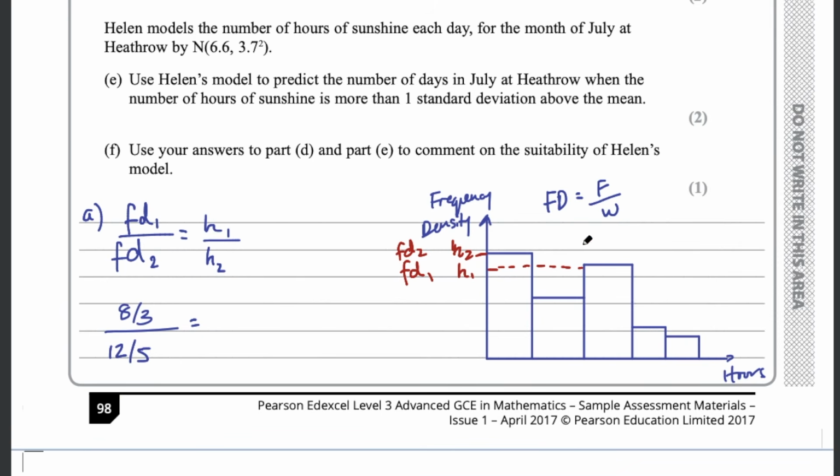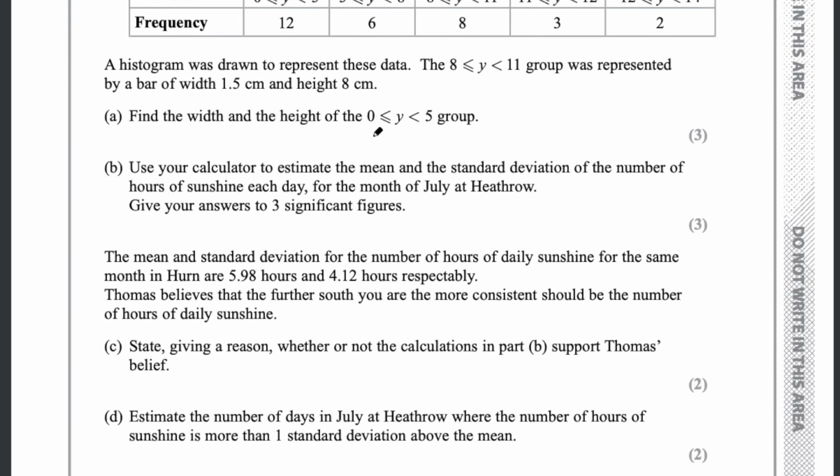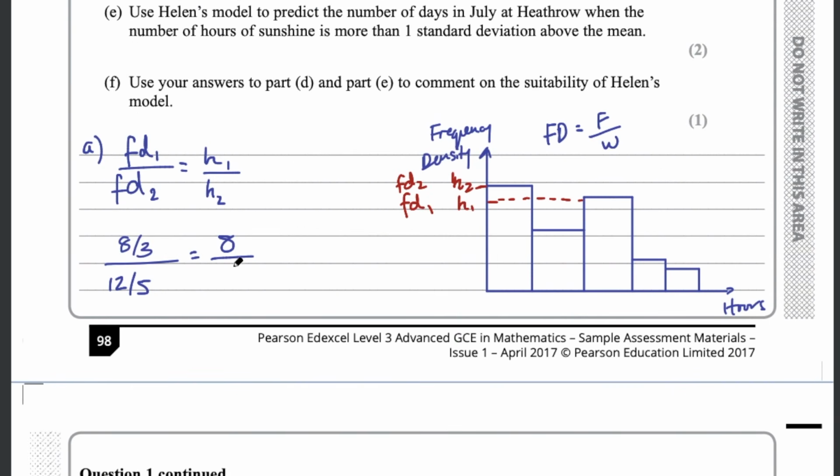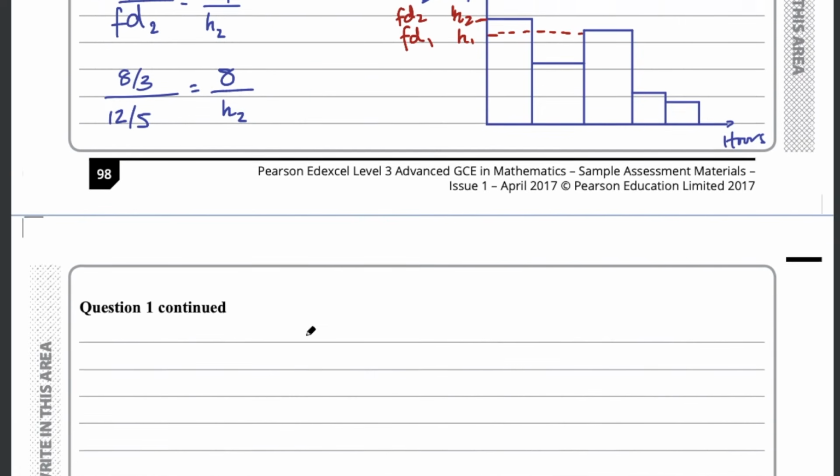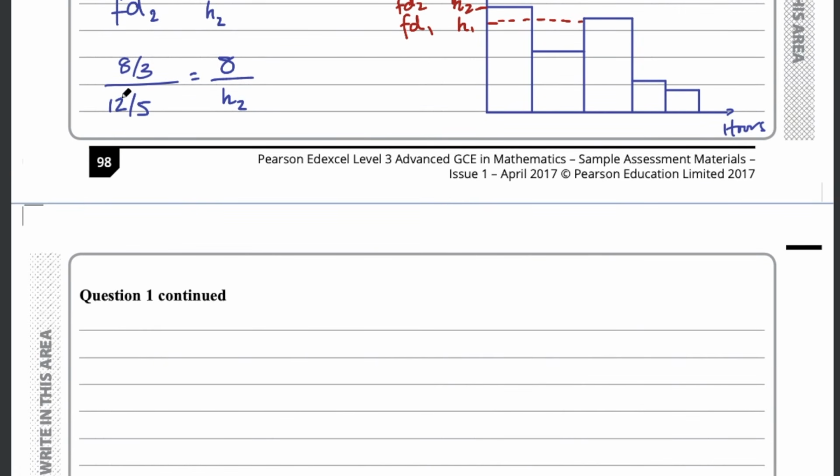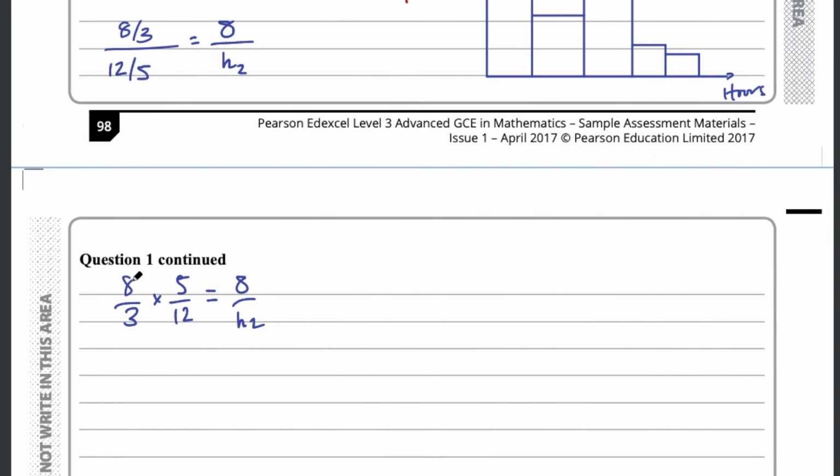And we know the height they've given us of this third group was 8 centimeters. And we're looking for the height of the 0 to 5 group that they've asked us to find, so we will just leave that as H2. So you can see here we've got an equation with one unknown, and that's going to allow us to find that height. So let's do some rearranging here. If we want to work out these fractions, that's going to be 8 over 3 multiplied by 5 on 12. So just flip that second fraction around and multiply. This equals 8 divided by H2. So let's do some cancelling here.